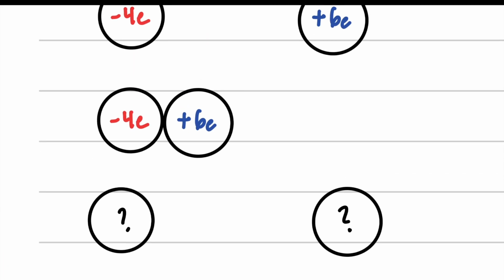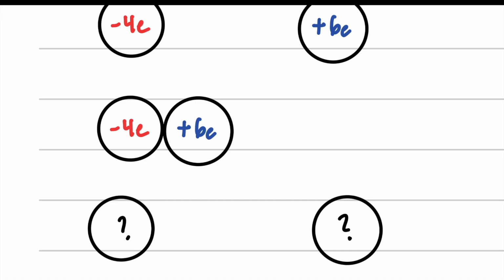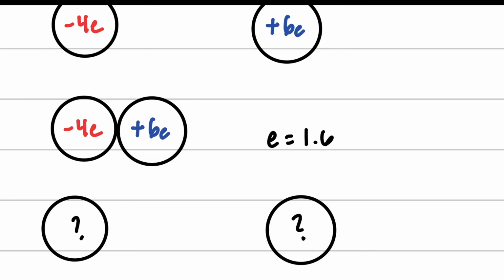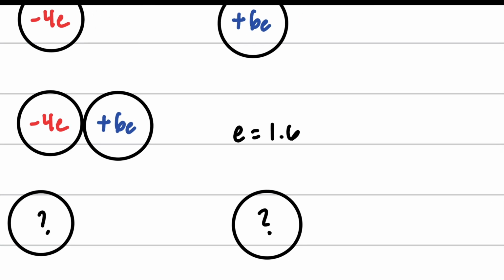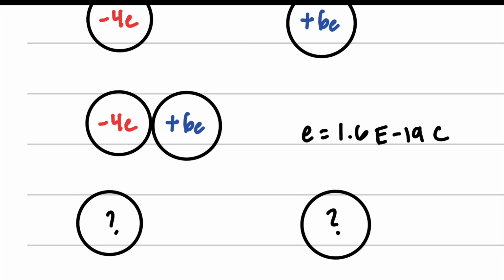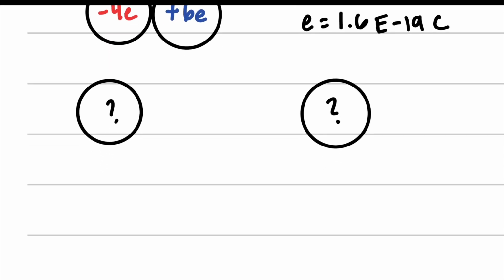And e here in this case is just the constant. It's just the charge magnitude of an electron and a proton. Okay, so e is just 1.6 E negative 19 coulombs. Okay, so this could have just been like x or some arbitrary amount, or I could have just put 6 and negative 4. But what are we going to do here?